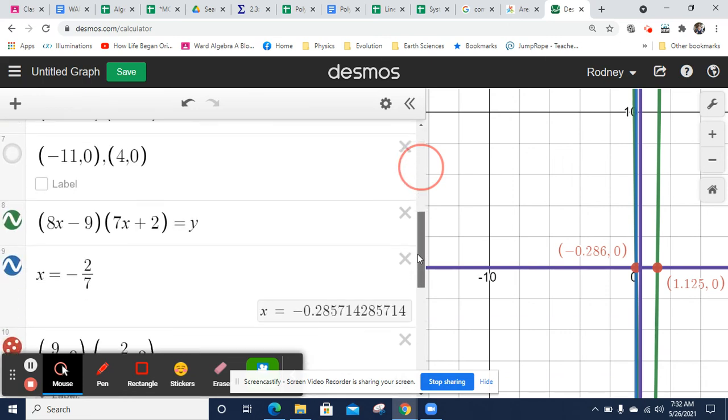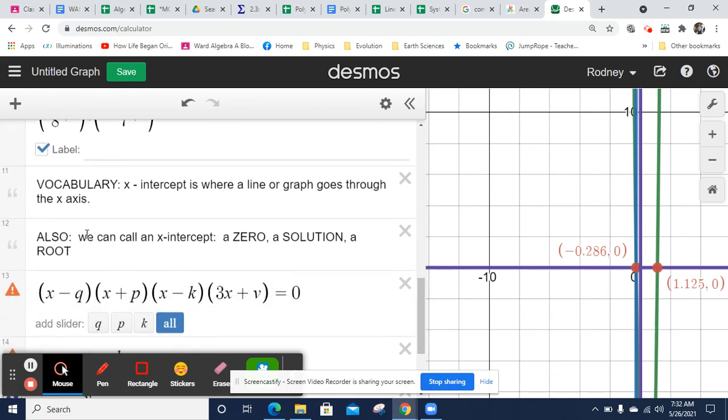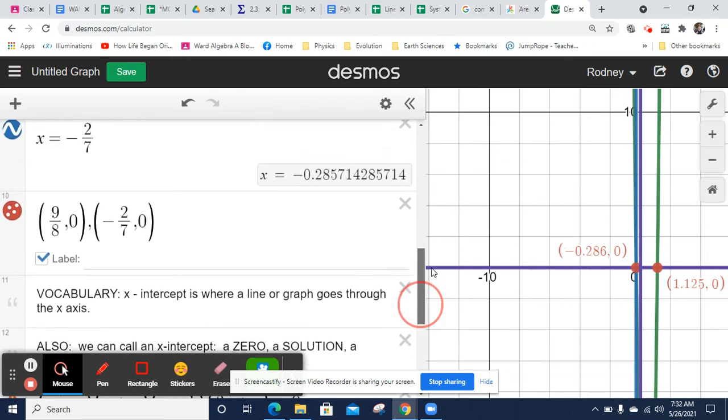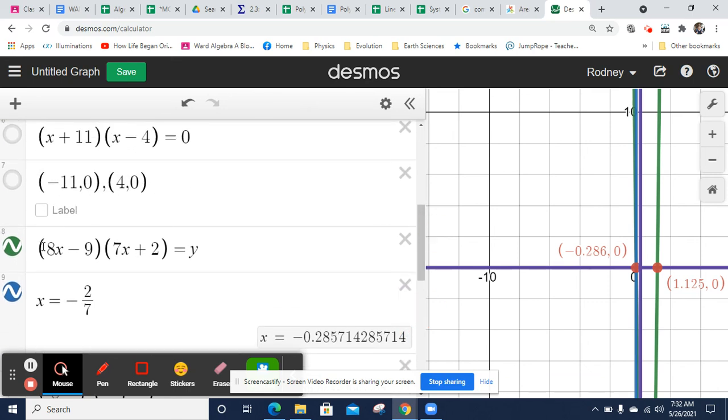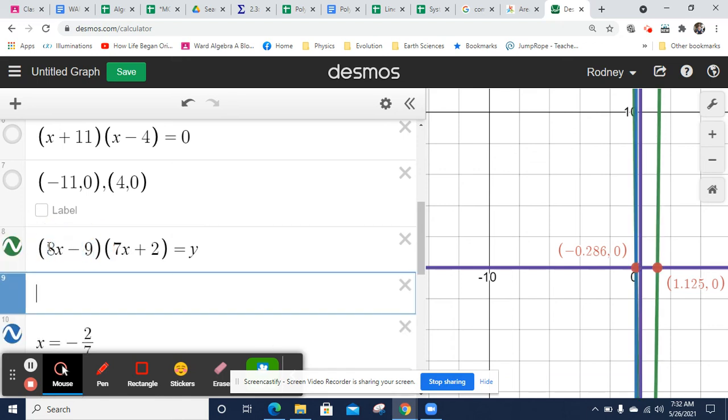Okay. And I'll just review quickly the vocabulary. We also call the x-intercepts zeros, solutions, and roots. If it's more complicated, you simply take the factor out and make it equal to 0, just like I did. Say that equals 0, and you solve for x using basic equation solving tools. And whatever makes this equal to 0, whatever x value you get, is an x-intercept. All right, that's a good place to stop.